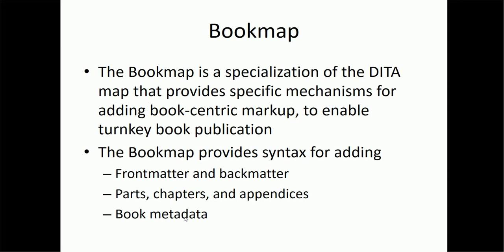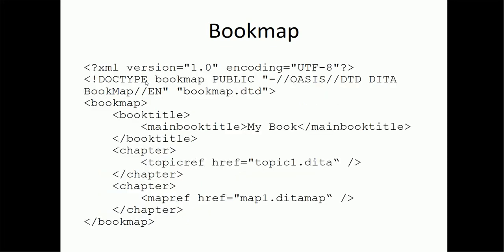The book map is a specialized version of the DITA map that provides specific mechanisms for adding book-centric markup to enable turnkey book publications. The book map provides a syntax for adding things like front matter and back matter, parts, chapters, appendices, and book metadata. Again, it has a book map doc type declaration which points to a book map DTD, and we have book-specific elements in the book map. And again, it maps to different topics out in the world.